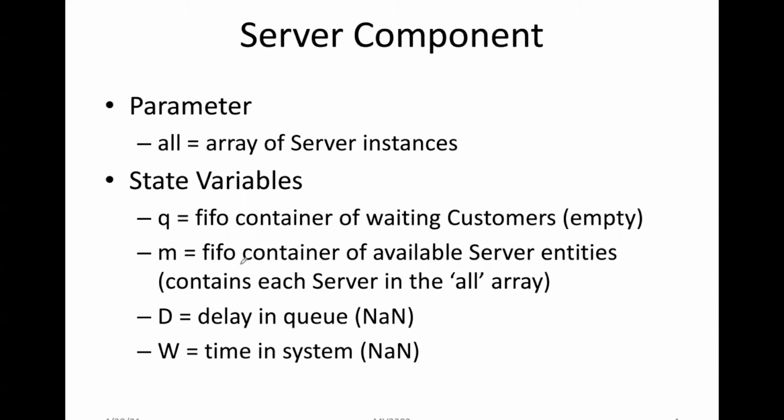Okay, so now looking at our server component, we now just have a single parameter, and I'm going to make it an array of these server instances. So that's all we have, and that's all we need, because what else did we have in our multiple server queue model? Well, going back to the first one, we had the number of servers and the service times. We don't need the service times now because the customers are going to come in with it. And we don't need to specify how many servers there are because that's contained in this.